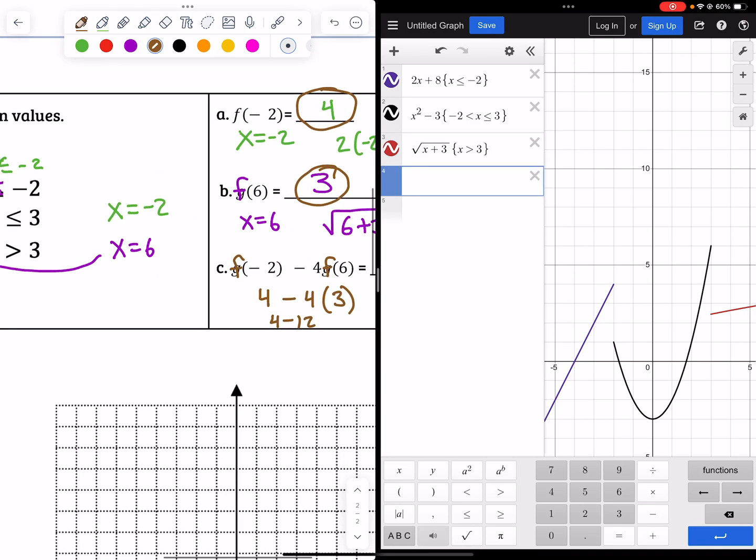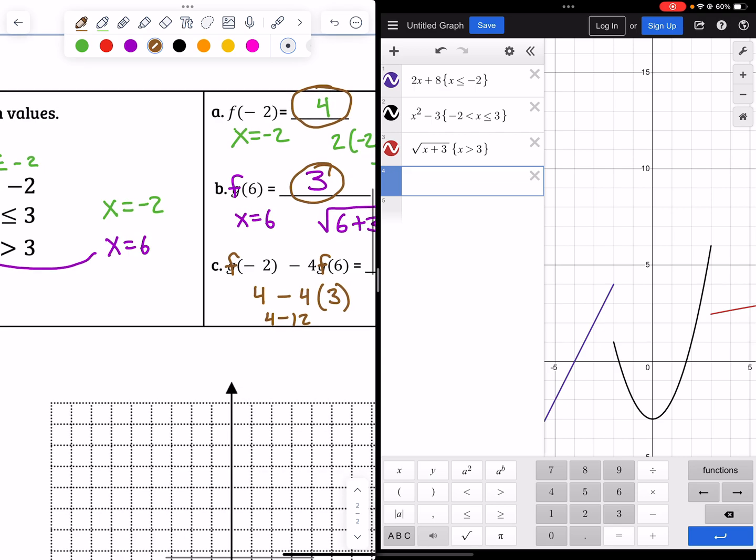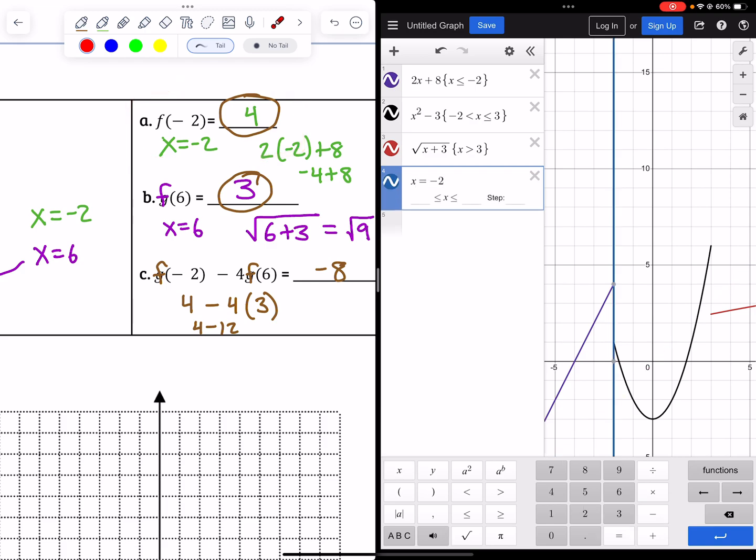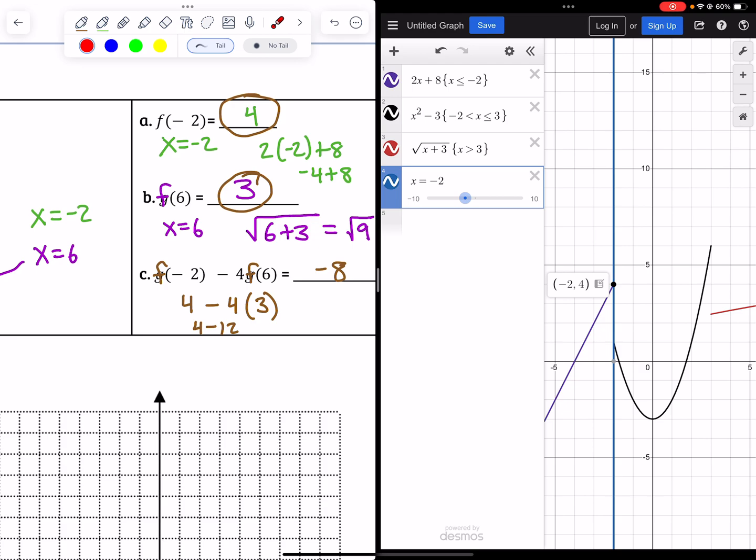So where x equals -2, I want to check and make sure I get 4. So I'm going to type that in, x equals -2. And then where they touch, notice the y value right there is the 4. So that would make sense for that part.